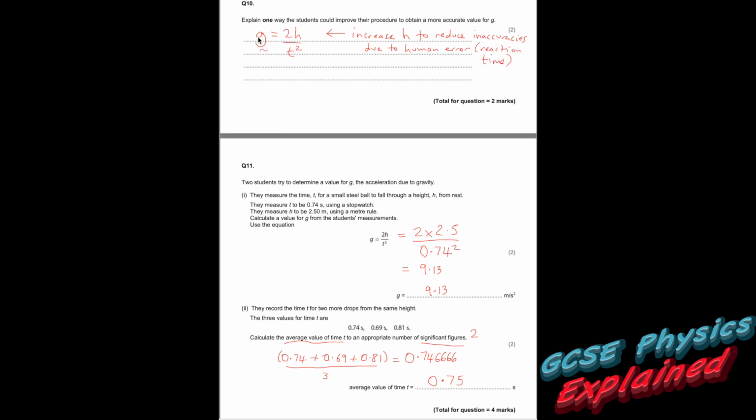And the other thing that g depends on is time. Well, why not just reduce human error completely by letting a light gate and a data logger record the time for us? What I mean by reaction time is the human reaction time is about 1/4 of a second. So if you're going to drop a ball, you might not start your stopwatch at the exact time that the ball is dropped. And you might not stop your stopwatch at the exact time when the ball hits the floor.